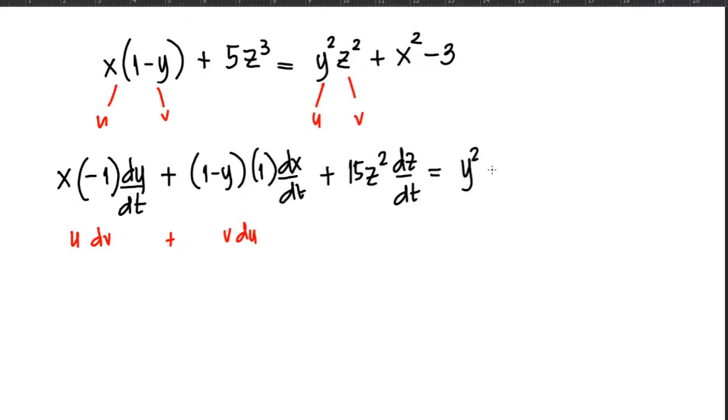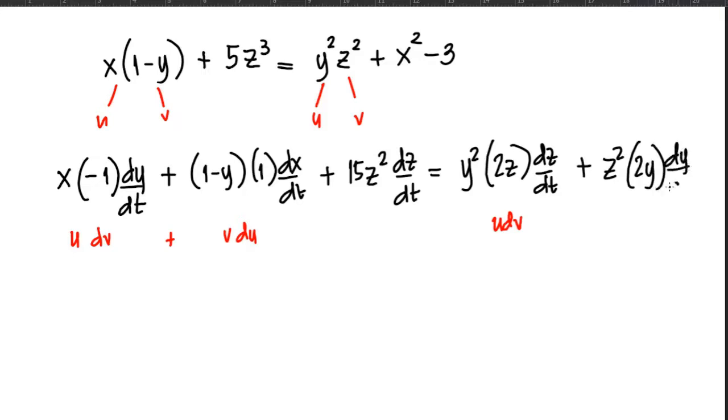You derive v. So, 2z dz over dt. This is u dv. Plus, ang v naton kapiyon, z squared. Ang i-derive naton is y squared. That's 2y dy over dt. So, note ko lang, plus v du na siya. Okay?